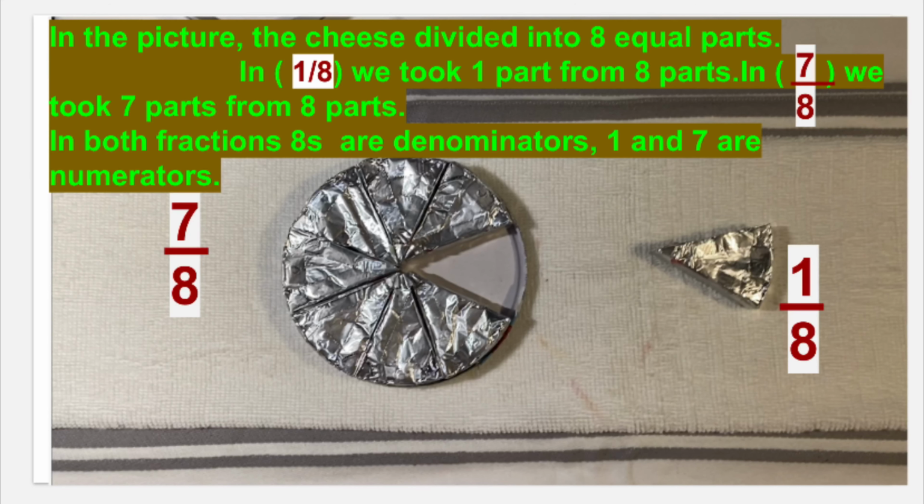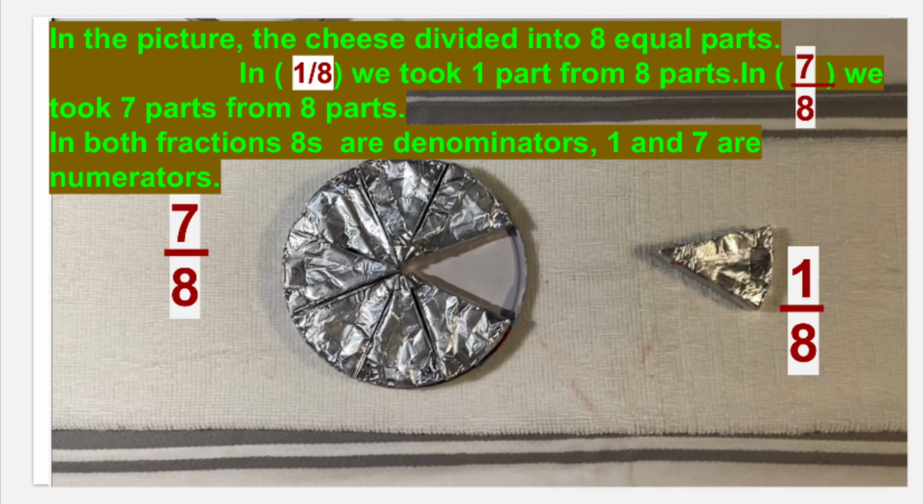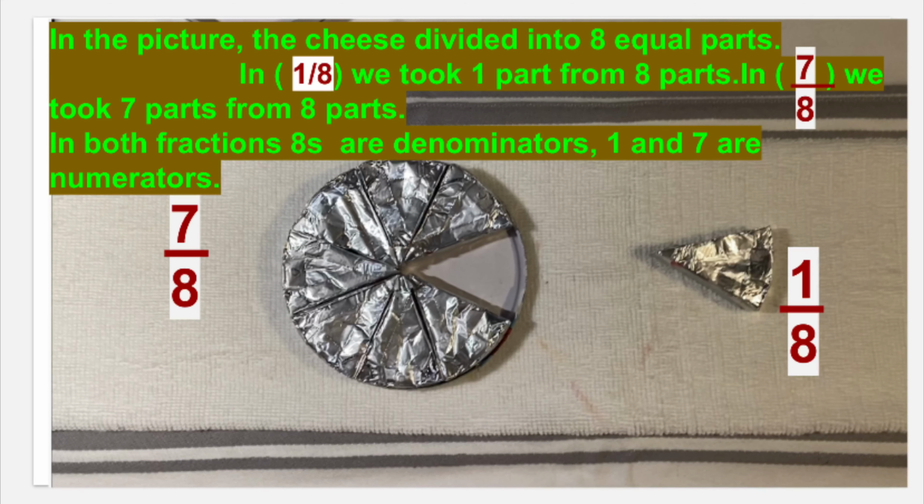Okay, in this part we're going to work with the pieces of the cheese in the container in a different way. If you take a look, there are 8 parts of cheese in the container. One part we're going to put outside, and 7 parts remain in the container. The one part out of the container is the fraction you see, 1/8.